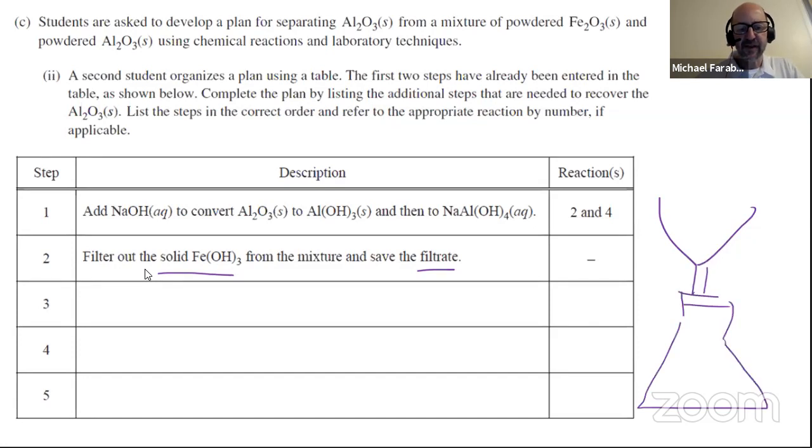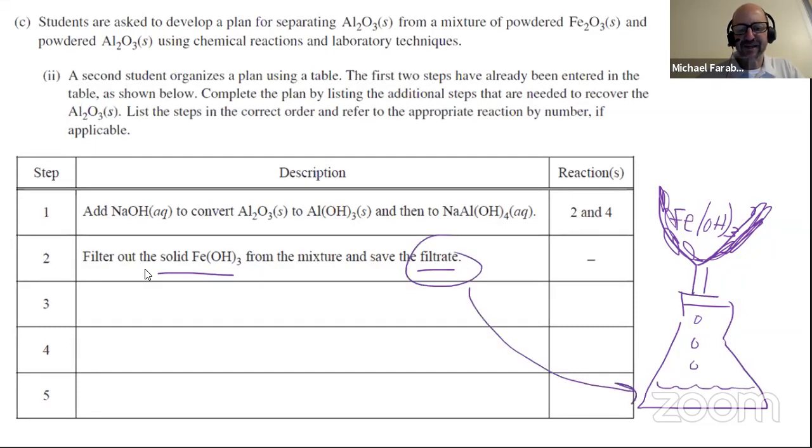So because the iron hydroxide is insoluble, that's going to be collected on the filter paper. But then what comes through in terms of solution, that is the filtrate. And the filtrate would contain this soluble sodium aluminum compound. So they're separating the insoluble iron hydroxide from the soluble sodium aluminum aqueous compound.